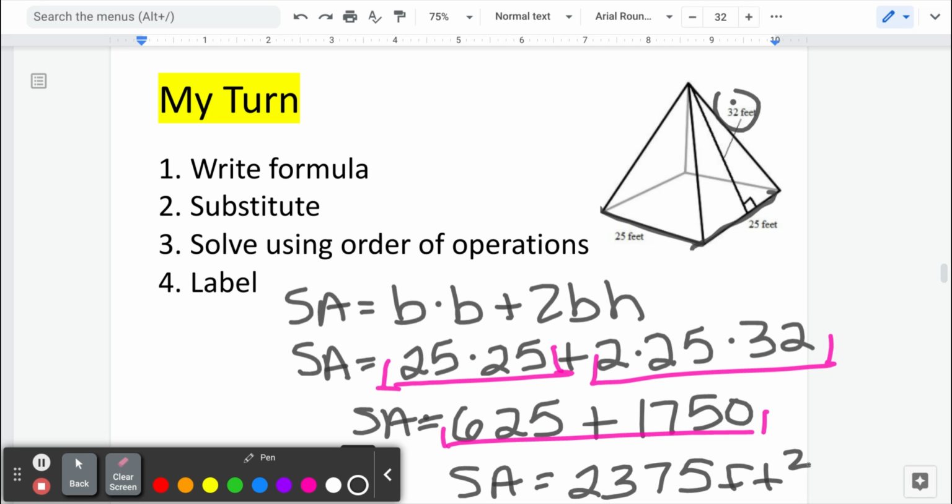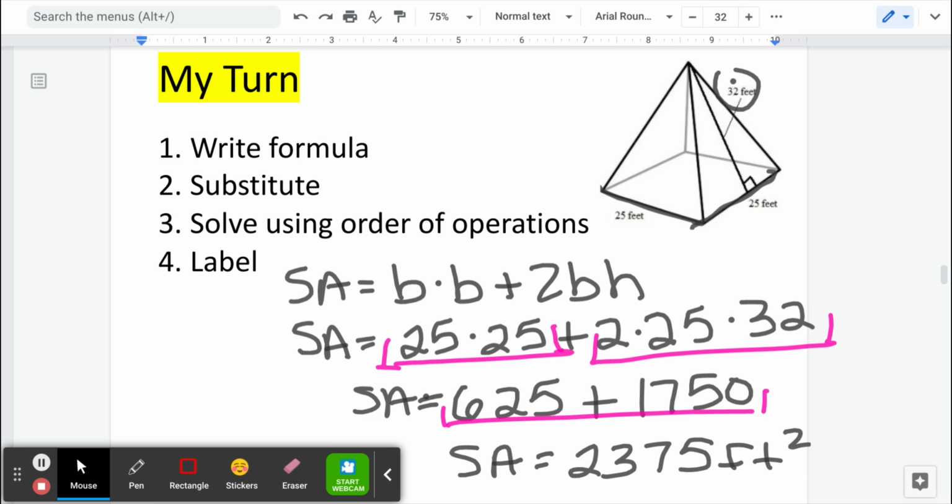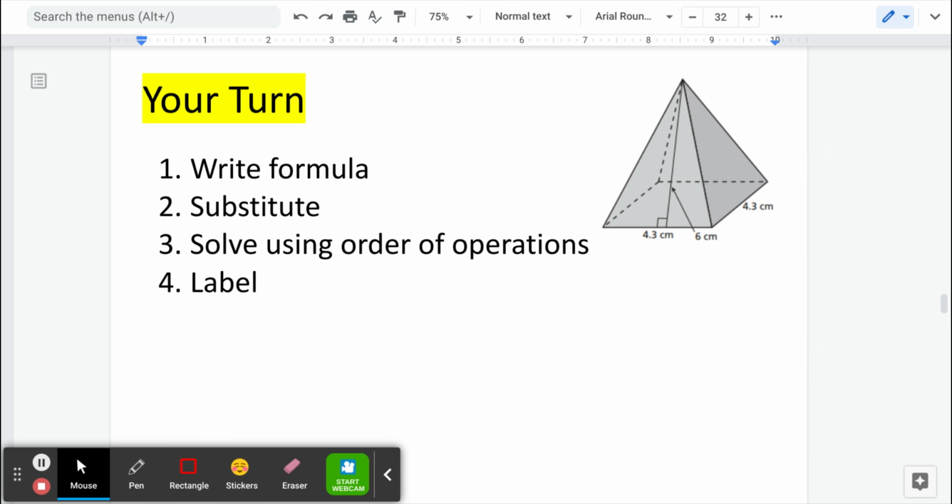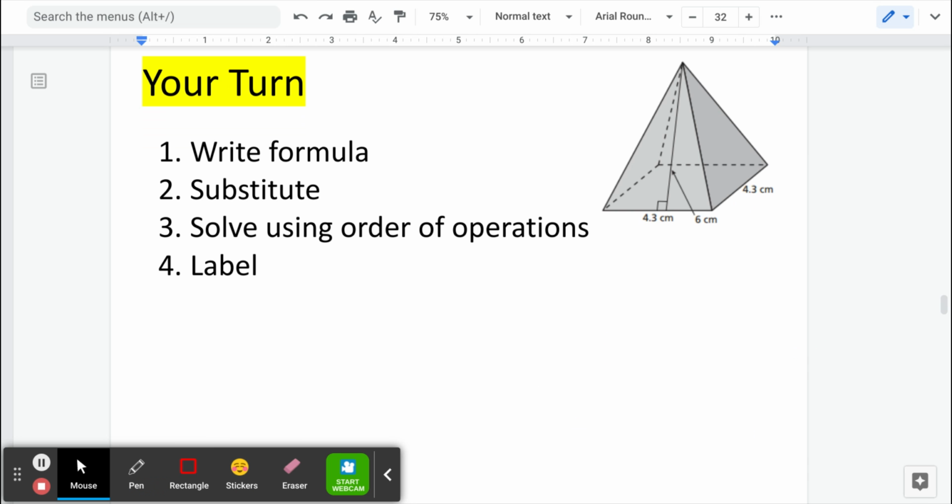So with square pyramids, basically you have to write your formula, substitute, solve, and label. Very similar to what we've been doing the last couple sections. Go ahead and you try this one. We'll pause the video while you work.